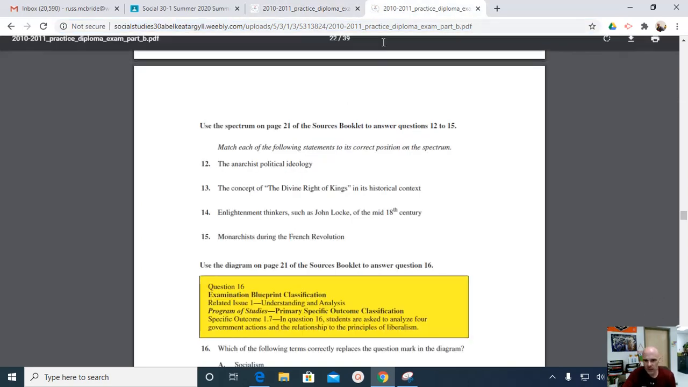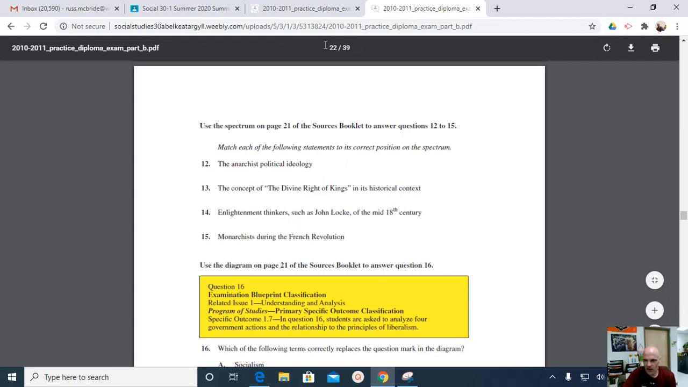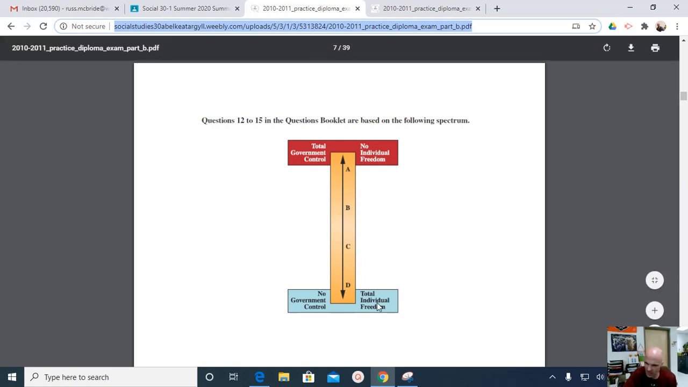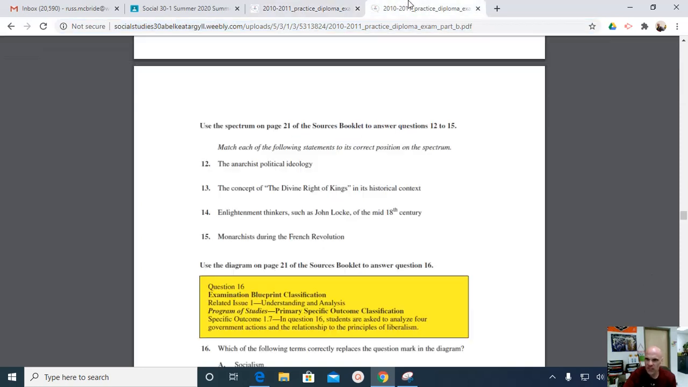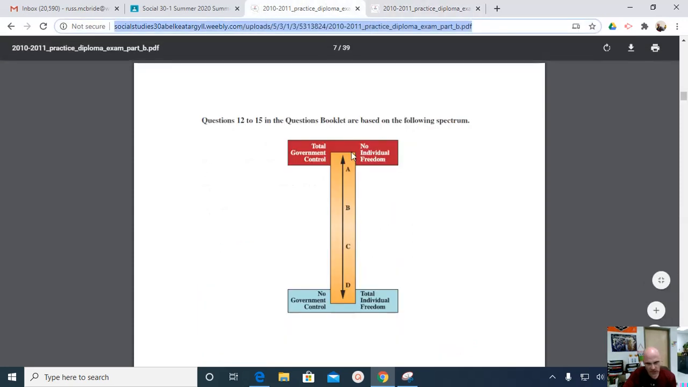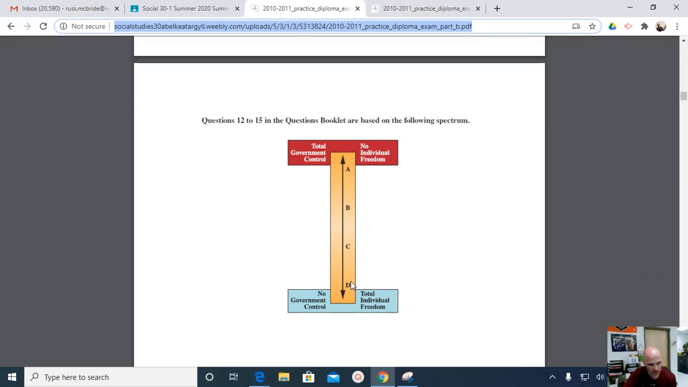And then what was the next one? John Locke in the mid-18th century. I'm just struggling a little bit with a sore neck here today. Well, he's not an anarchist. Individuals like Locke and Mill believe in some government, so it's not here, but they believe in more freedom than control. So I'm going to go C. Monarchists during the French Revolution. Wow, monarchists. So they are monarchy in the French Revolution believed in the divine right. I'm going to just go back to A on that one.